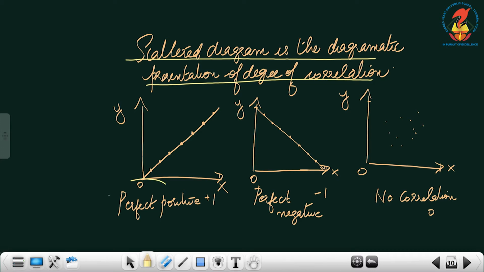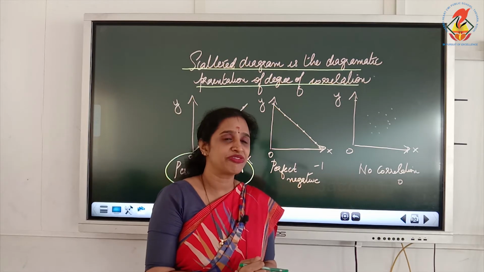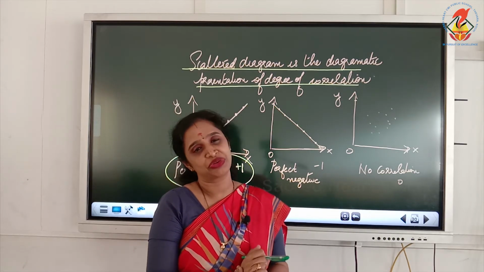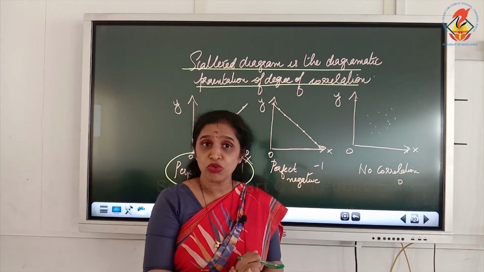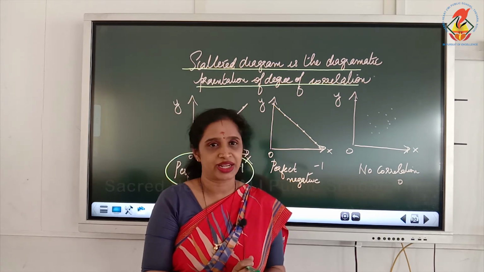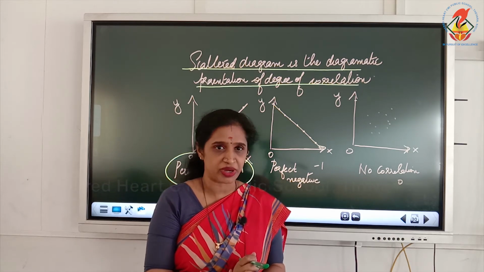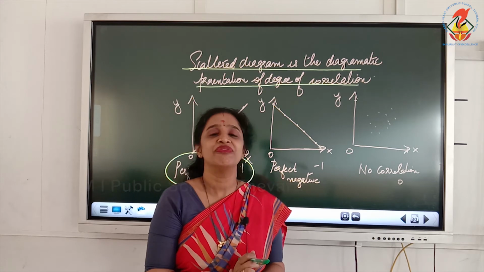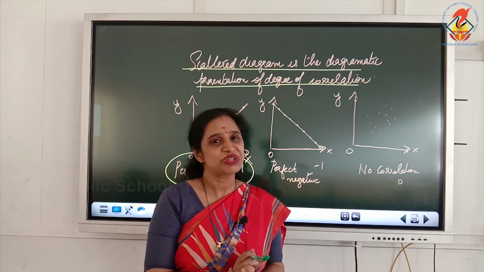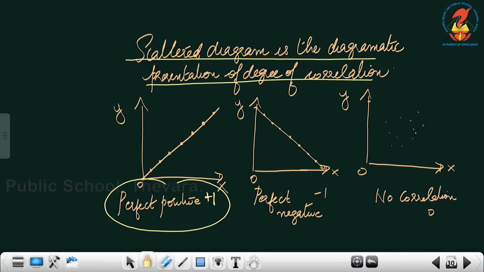The first one is perfect positive. Perfect positive is +1. I hope you all remember the definition of the +1 degree of correlation. What is the definition? When two variables move in the same direction, like supply and price, and that too the change is proportionate, we call it perfect positive. Now how can we represent that in a diagram?